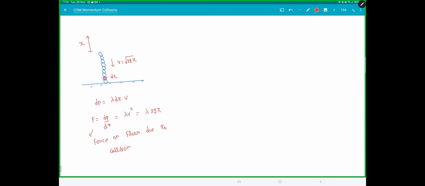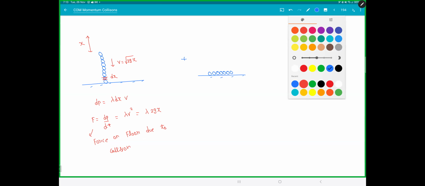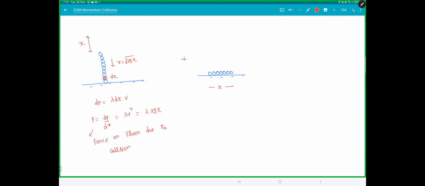Most people do till here, but you're forgetting something. I didn't ask you for the force due to collision. I said find the total force due to the chain on the floor. So the thing is, there is already some chain on the floor, isn't it? There is an x chain on the floor. So this will act as a weight mg, which is lambda x into g. And there is another normal reaction N.